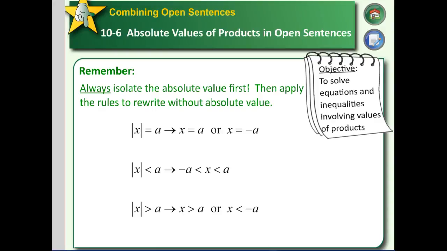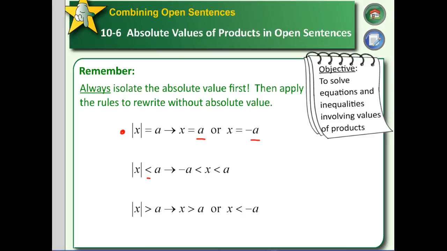Students, today we're going to go to section 10.6, which is really a continuation of yesterday. We're still going to work with absolute values of products in open sentences. And if you notice, this slide looks a lot like the one we did yesterday. We're going to realize that when I've got the absolute value equation, I solve it once for the positive answer and once for the negative answer.